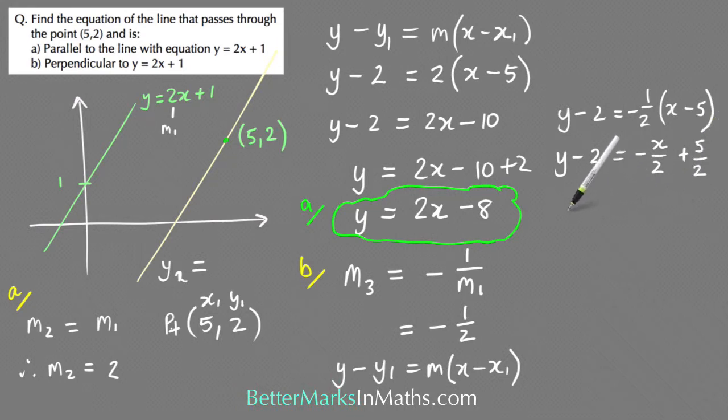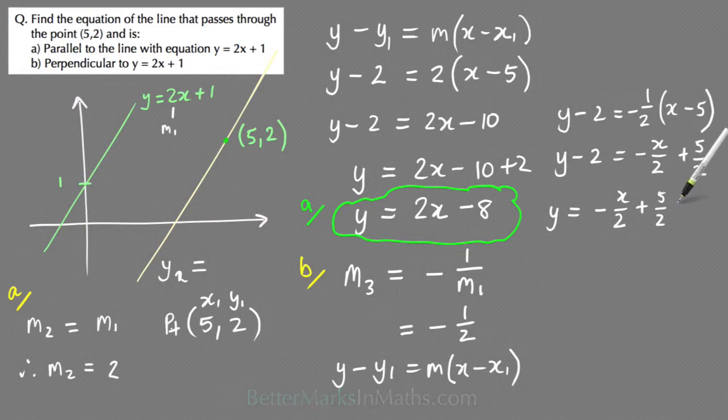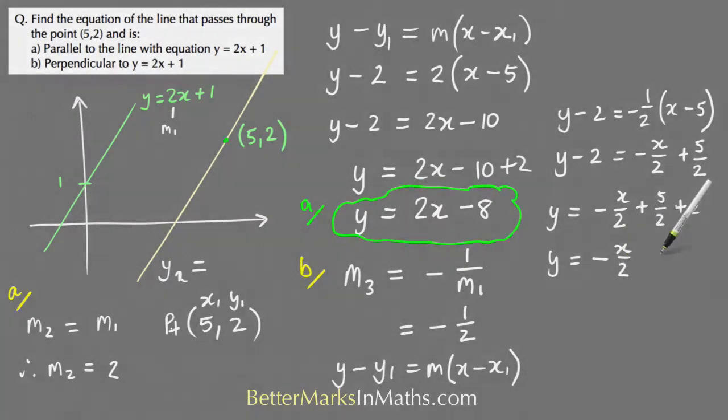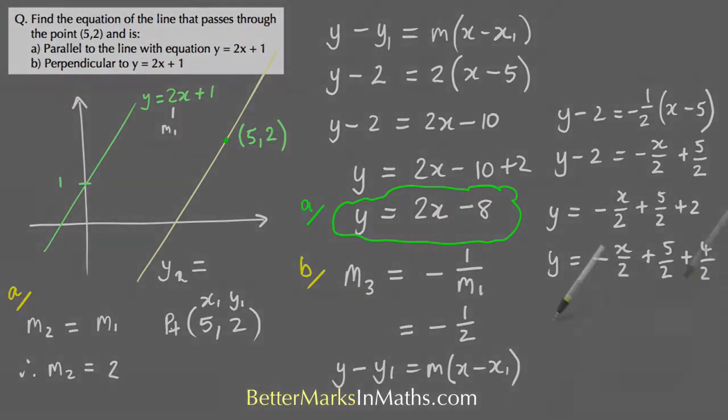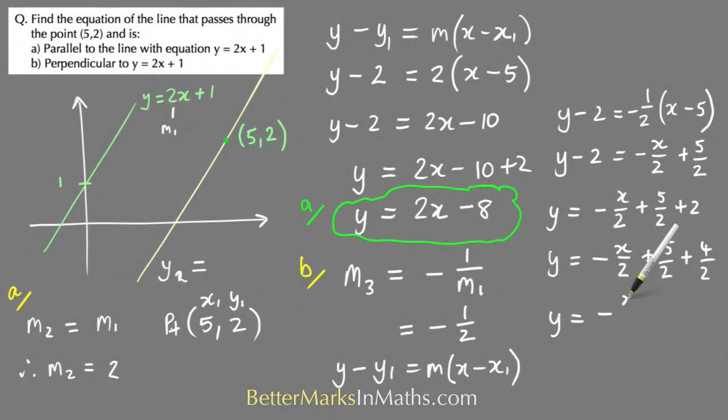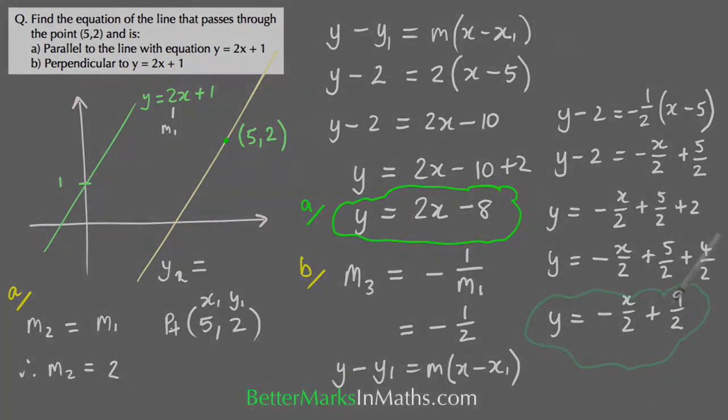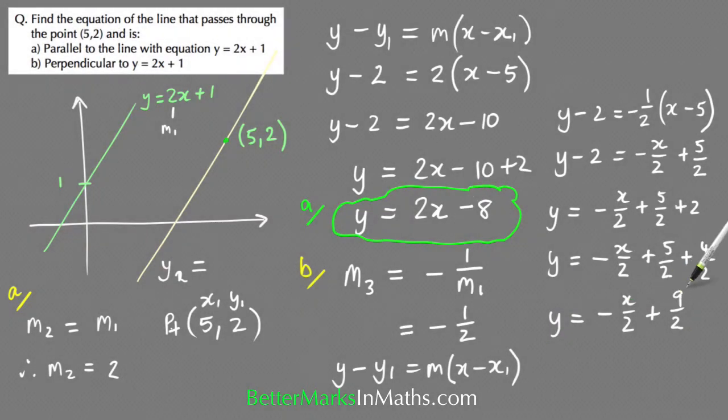Then getting rid of this 2, adding 2 to both sides, you get y equals minus x on 2 plus 5 on 2 plus 2. So y equals minus x on 2 plus 5 on 2, and 2 is 4 on 2. So y equals minus x on 2 plus 9 on 2, which is 4.5. So that's the equation of the line that's perpendicular to this line, and I'm going to draw it in for you.